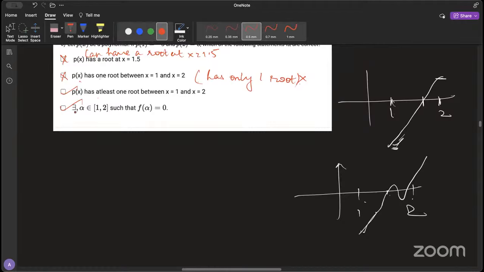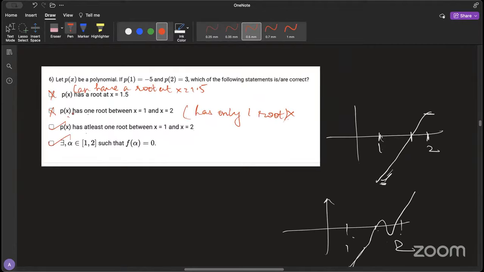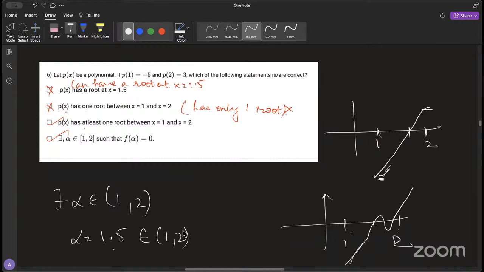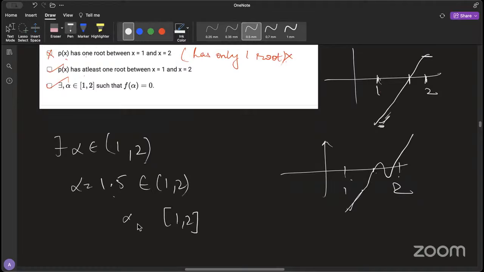So this option should be correct as well. Is this okay? Ma'am, but it should not have closed brackets, right? It should not include 1 and 2, right? So when you say there exists alpha belonging to 1, 2, let's say your alpha is 1.5. This belongs to 1, 2. If something belongs to 1, 2, does it not automatically belong to this interval as well? That means it belongs here, right?